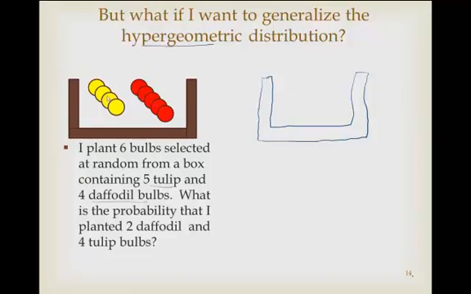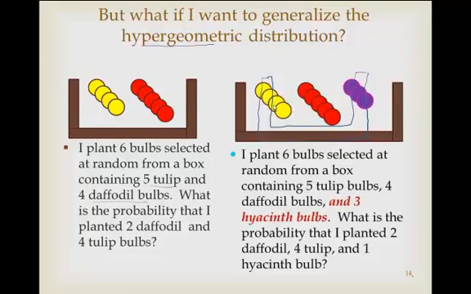We can have yellow and, well, come to think of it, I have it here. Yes. Okay, we could have something like also 3 hyacinth bulbs. And actually, hyacinths are some of my favorite flowers. So what is the probability I planted, for example, 2 daffodils, 4 tulips, and 1 hyacinth bulb? How do we handle that with a hypergeometric distribution?